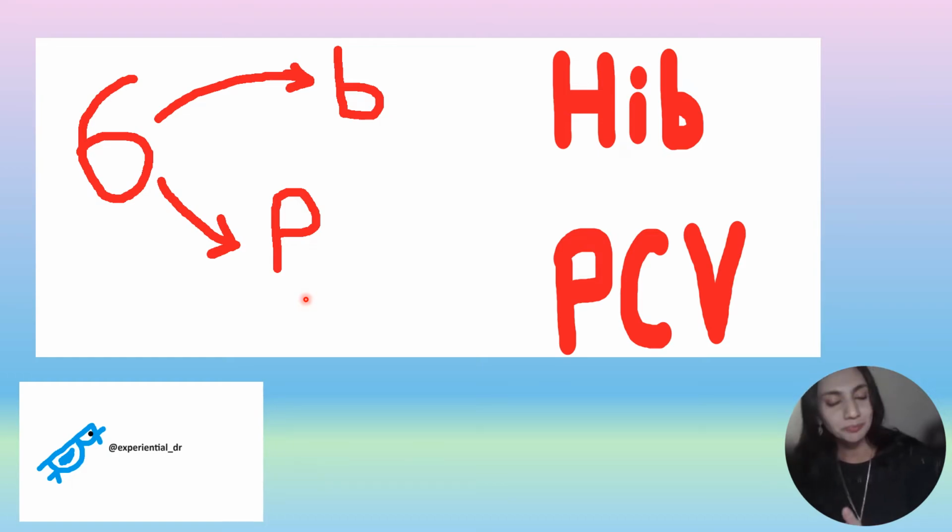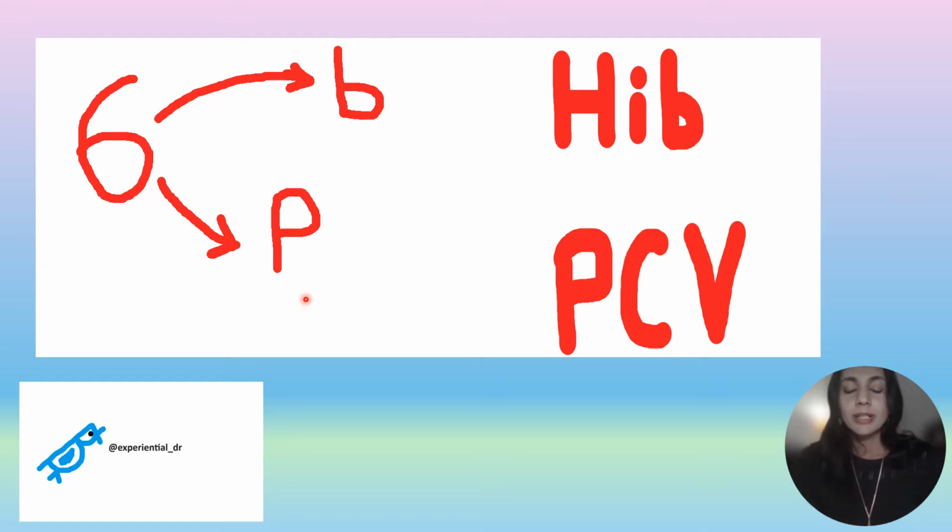P for pneumococcal. Now, although we used each number for specific vaccines, all of these are to be given at all 3 time points, 2 months, 4 months, and 6 months. And what are these vaccines? 2 fecal-oral, IPV, rotavirus, DTaP, Haemophilus influenzae b, and pneumococcal vaccine.